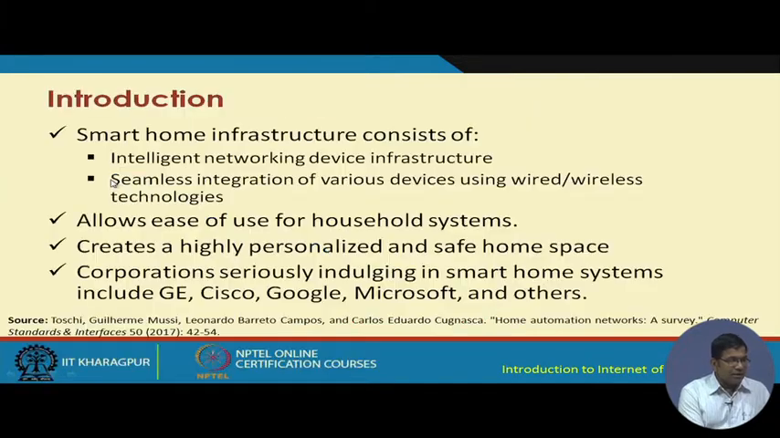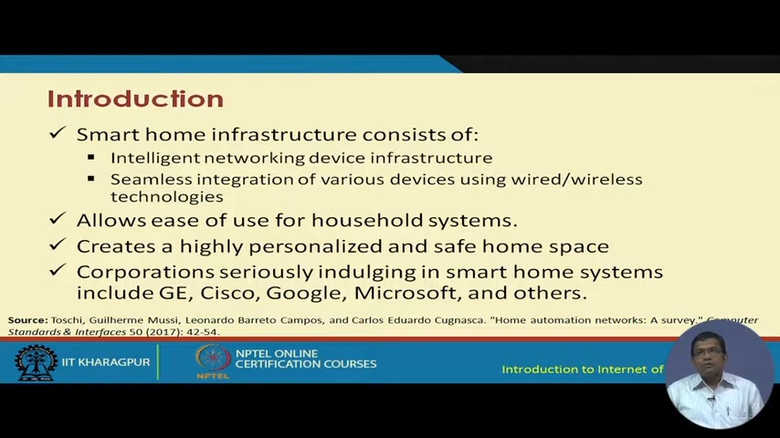So, going back, let us look at the smart home infrastructure. You need these different infrastructure elements. As I was telling you so far, you have these different sensors, actuators, and robotic devices at your home, and you also need the networking infrastructure. So, you have an intelligent networking device infrastructure. There is seamless integration of these various devices, the sensors, actuators, etc., typically using wireless technologies, but wired technologies could also be used in addition. This basically allows improving the efficiency of using different household systems. It creates a highly personalized and safe home space.